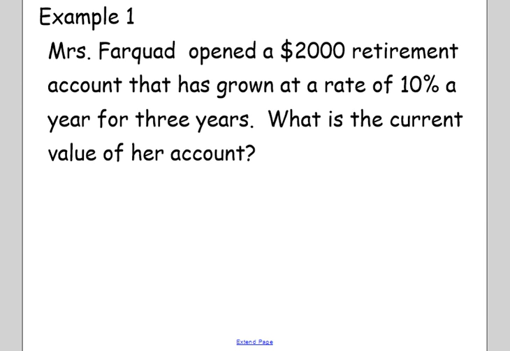So our example says Mrs. Farquad opened a $2,000 retirement account that has grown at a rate of 10% a year for 3 years, right? Now it doesn't say compound interest right away, but we've got to look at the clues in this word problem to help us understand whether it is a simple rate or a compound rate, all right? And it says that it's grown at a rate of 10%, right, for 3 years. And this is showing us that it is really increasing. This is a compound interest type problem. So, how much, right, after 3 years, what is the current value of this, right?